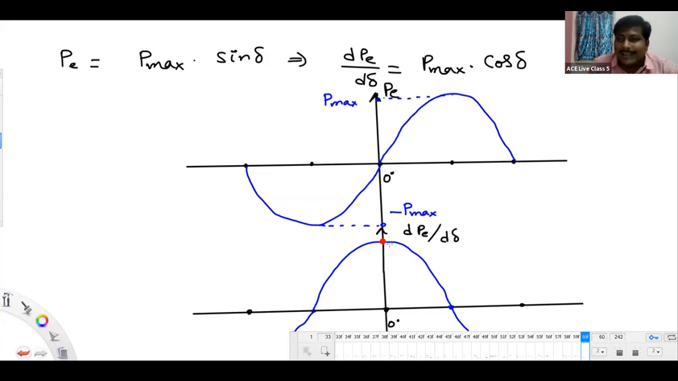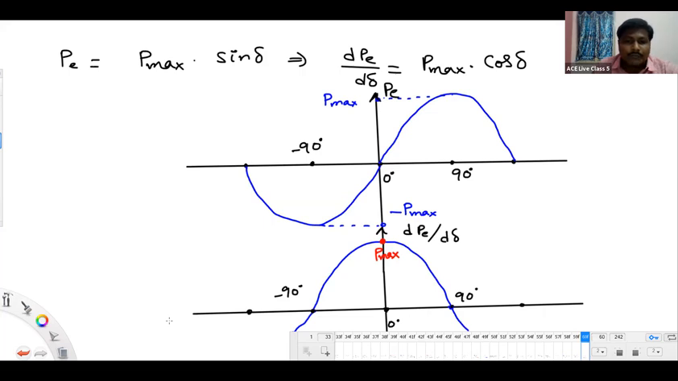What is this value? P maximum, right? That is also P maximum. And you know, angles I am showing. This is minus 90 degree angle. This is plus 90 degree angle. And this will be again minus 90 degree angle. And this will be again plus 90 degree angle. Minus 90 degree, plus 90 degree. Okay.